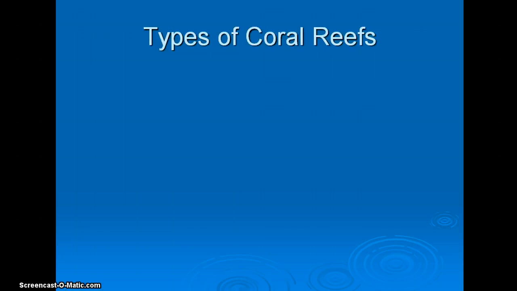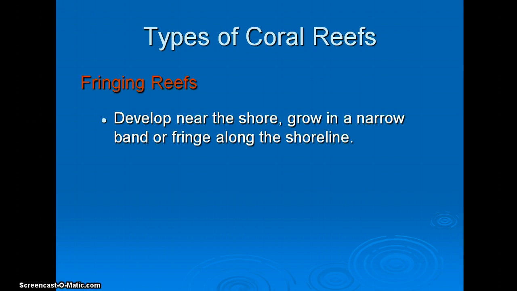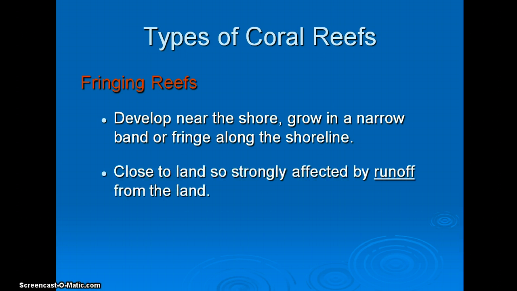So there are three main types of coral reefs, and as we'll see, these types actually represent stages through time. There are fringing reefs, which are close to the shoreline. They grow in this sort of narrow band or fringe along the shore. The original picture that I showed you in part 1 was a fringing reef. I'll probably have that picture again on here.